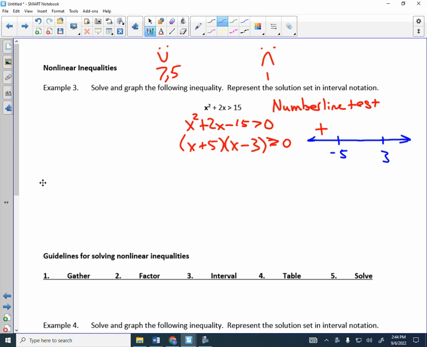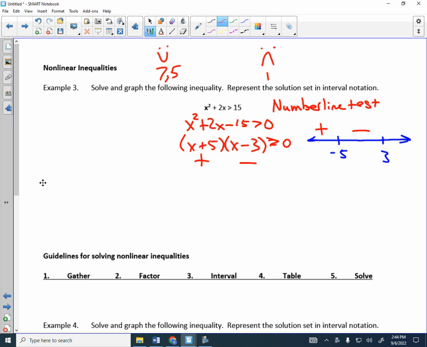0. Let's try 0. 0 plus 5, positive or negative? Positive. 0 minus 3. Negative. What's a positive times a negative? So every number you try between negative 5 and 3 is going to be negative. Right?